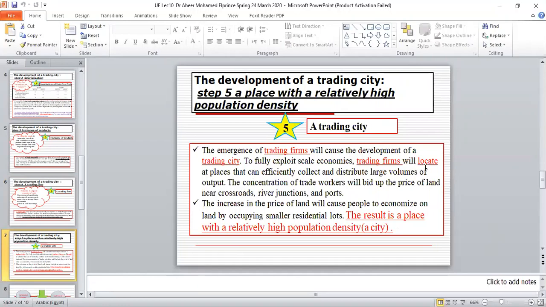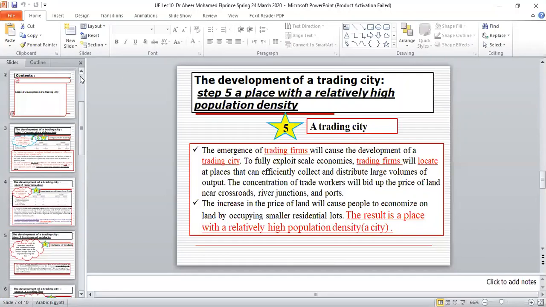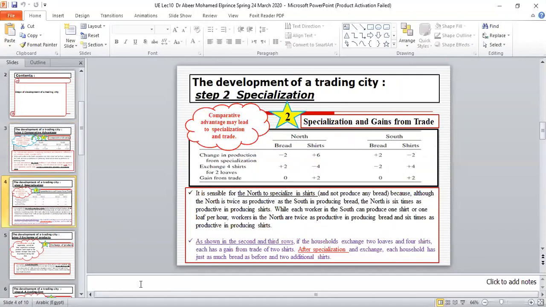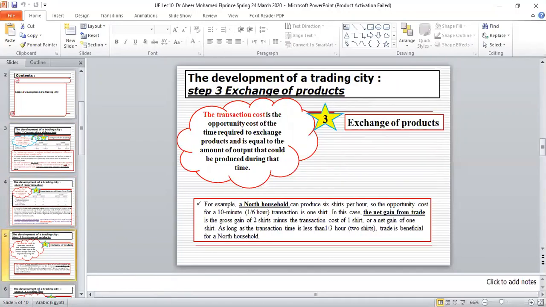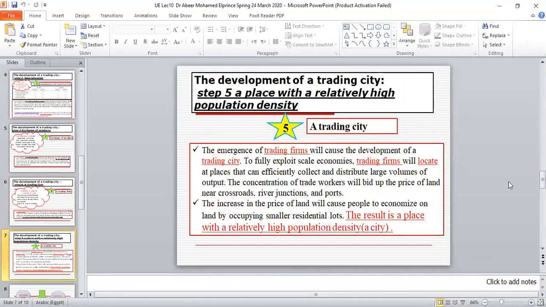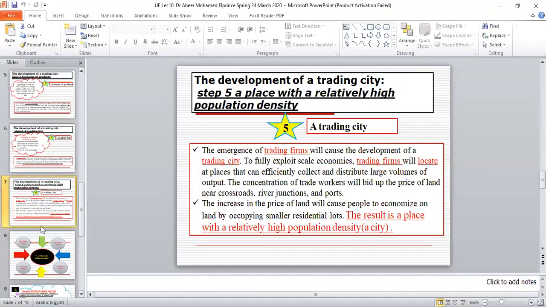Trading firms will locate at places that can efficiently collect and distribute large volumes of output. The concentration of trade workers will increase the price of land, and this will increase population density, and it will be a city. So a trading city begins with a region which has comparative advantage, then specializes in production and exchanges the product depending on trading firms, and the concentration of trading firms will develop a trading city.